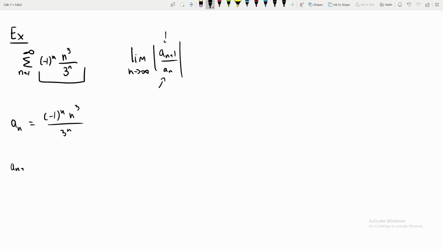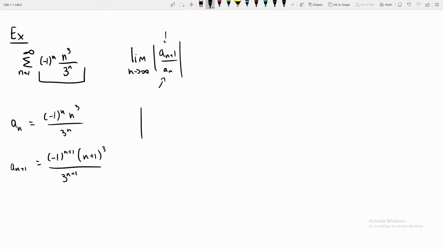And then a of n plus 1, that means that for every n we see, we just plug in n plus 1. So it's going to be minus 1 to the power of n plus 1 times n plus 1 cubed over 3 to the power of n plus 1. Wherever we saw an n, we just plugged in n plus 1 instead. And as you can see, there are a lot of common terms between these two values, so we can already see how they will be crossing out once we start dividing them.